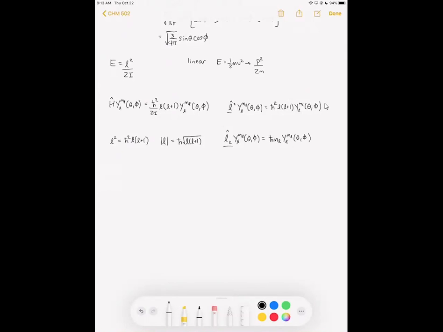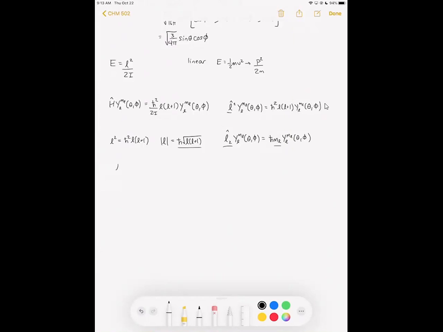And the other two directions don't commute. So we can't know the x and y components. We can only know one component, which we take to be in the z direction, and the magnitude, according to Heisenberg's uncertainty principle. Now, if we consider L and M sub L in this way, you can see L is determining the magnitude of the angular momentum, and M sub L is the z component, we can see how they are related.